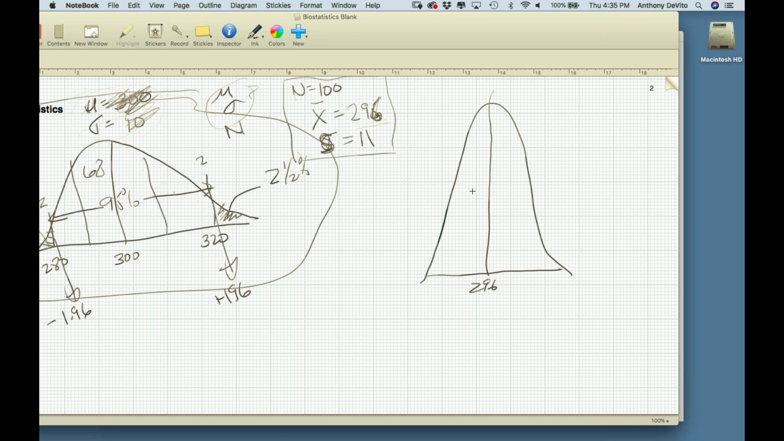The big difference is, and why is that? Why am I going to get something in the middle? The reason is that if I sample 100 people, sometimes I'll get 296, sometimes I'll get 311, sometimes I'll get 299, and so on and so forth. Half the time I'll get something below the mean, half the time something above the mean, and they're going to be distributed normally like this.